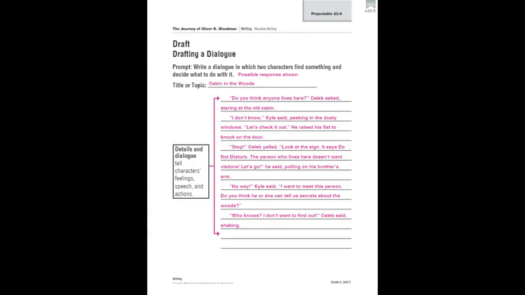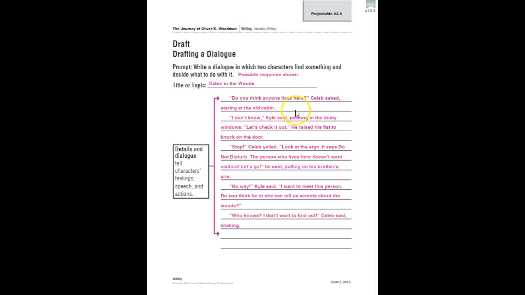And here's an example of a draft I might write between Caleb and Kyle about the cabin in the woods. Okay, let's read. "Do you think anyone lives here?" Caleb asked, staring at the old cabin. Okay, question. So we're varying our sentences. "I don't know," Kyle said, peeking in the dusty windows. "Let's check it out." He raised his fist to knock on the door.